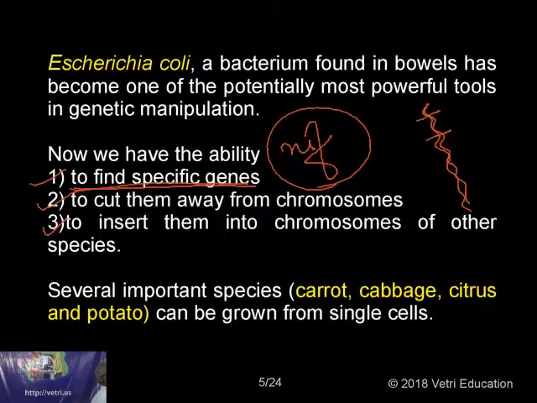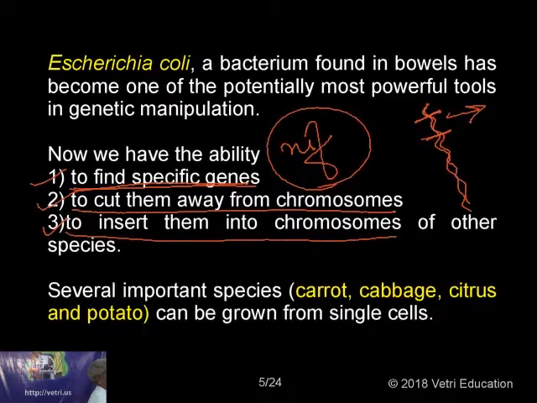You find where that gene is in Rhizobium, then cut it away. So you remove it and then insert it into the chromosome of another species where you want to transport that particular gene to perform a particular function.